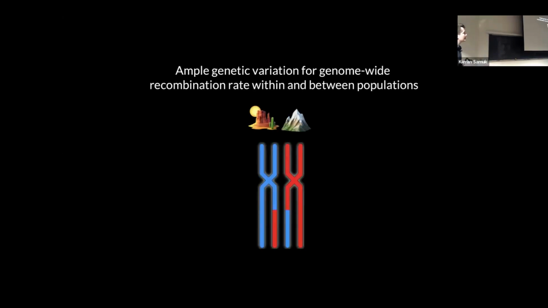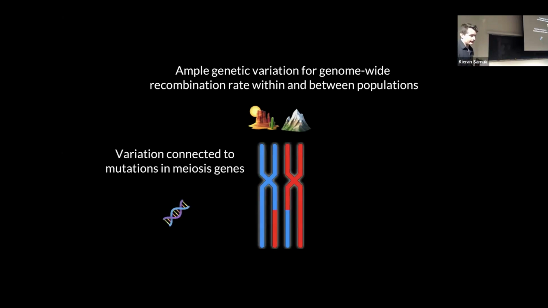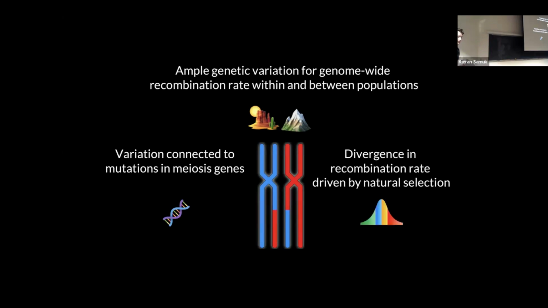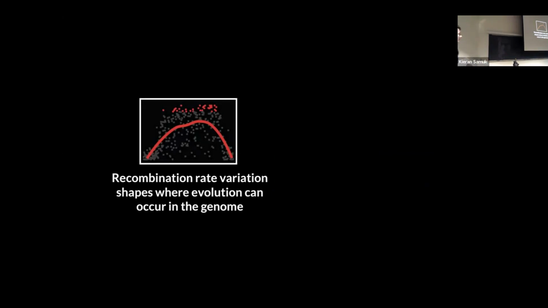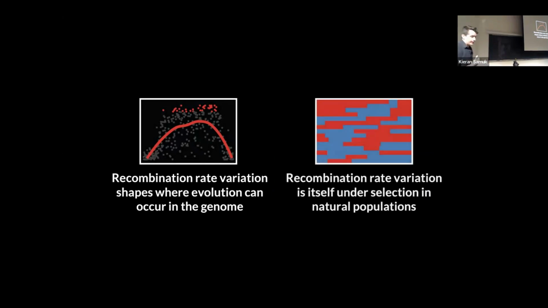Okay, so just to summarize, we found ample genetic variation for recombination rate. We have some preliminary data connecting those to mutations, and we think that we've identified a case where we have evidence of natural selection driving differences in recombination rate. So what I showed today was that recombination rate variation shaped by evolution can occur in the genome. I also showed that recombination rate variation is itself potentially under selection in natural populations.